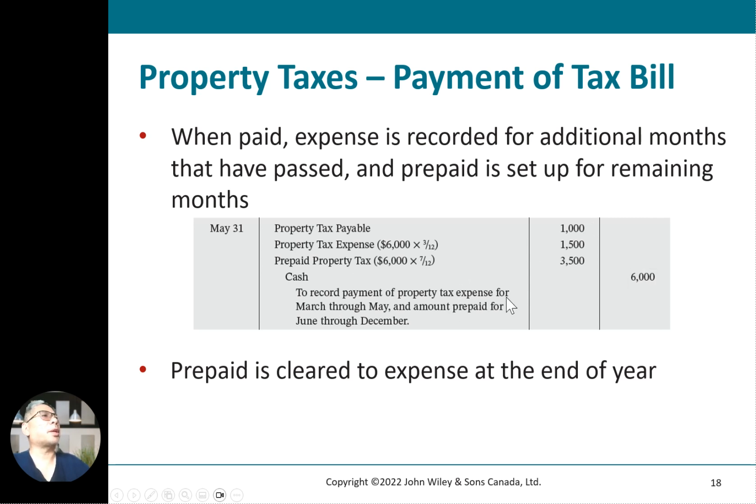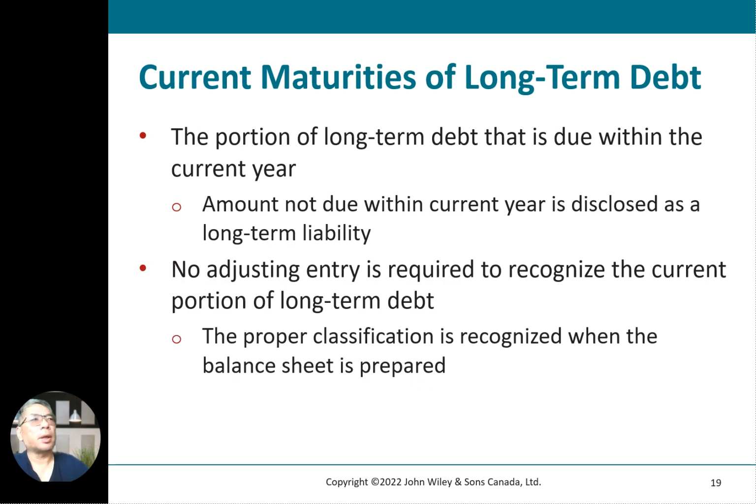This is to record property expense for March to May, and prepaid for June to December. Okay, June to December here, and up to March here. Prepaid is cleared to expense at the end of the year.